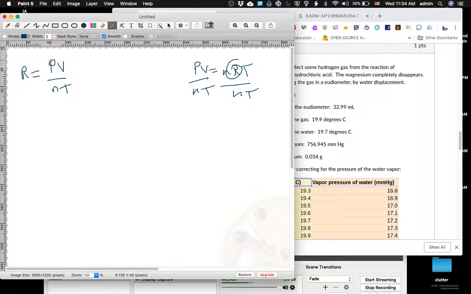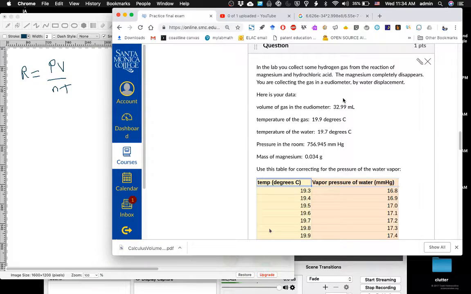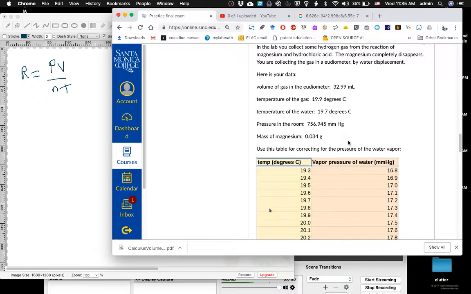So it's R equals PV over nT. Now let's consider the pressure of the gas. We're talking about hydrogen gas here. The pressure of the gas was the same as the pressure in the room, except you had to correct for the vapor pressure of water. Temperature of the water was 19.7. 19.7 is right here. Vapor pressure is 17.2 millimeters of mercury. So the pressure of the gas is this number minus 17.2.